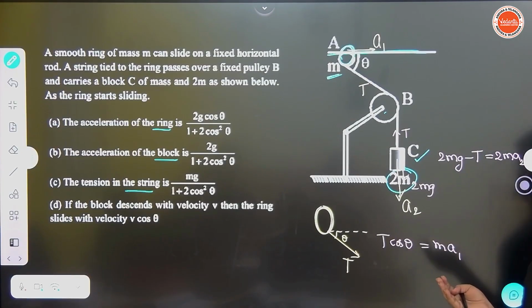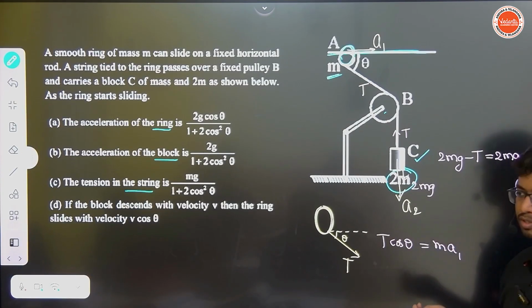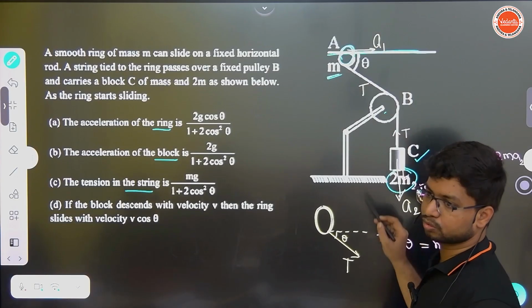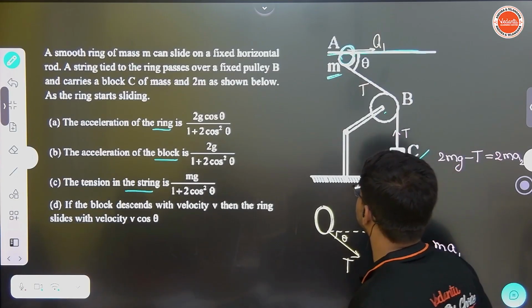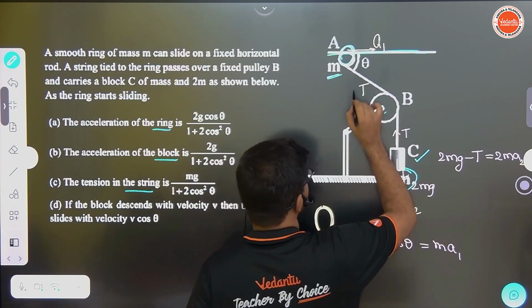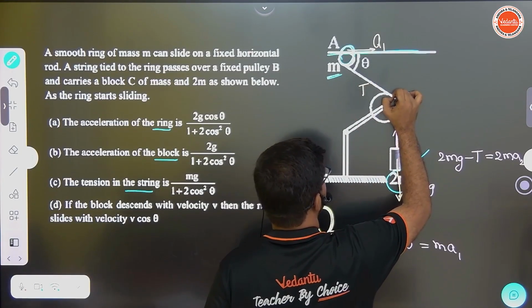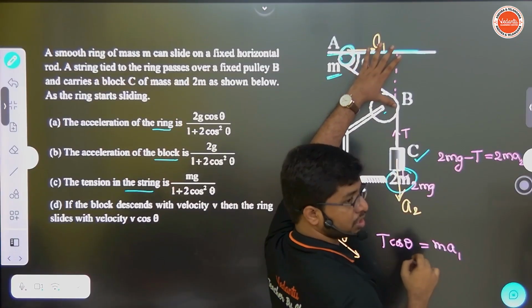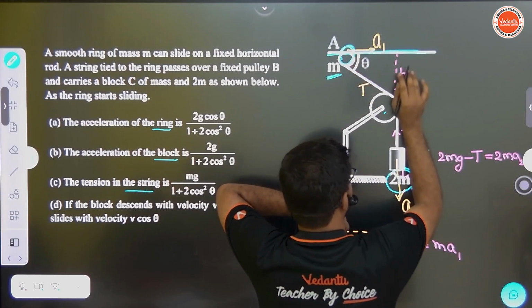Constant equation. Clear? Constant equation which gives us the relation between a1 and a2. Okay, let us write down that equation here. Now let us say this height is not going to change. This height will not change. Let me mark this height over here as some h.